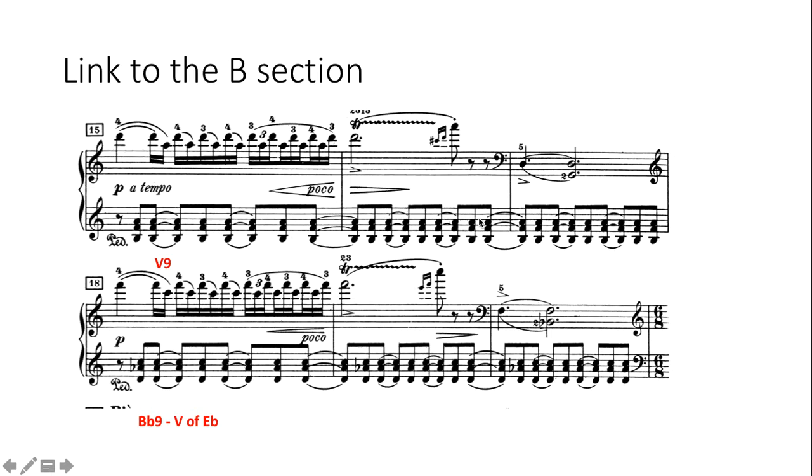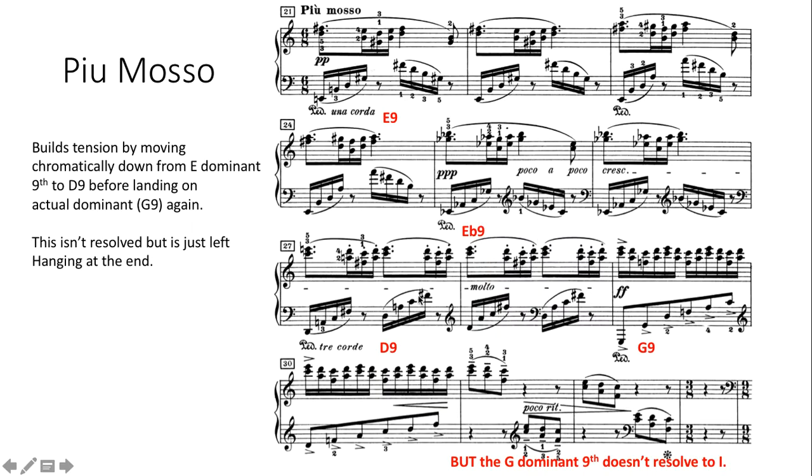Okay, all right, and then we have this più mosso section, the B section in the middle. It still builds the tension up to the first big climax in the piece at bar 29 to 30. The way it does this, it lands on an E dominant 7th chord, and then it moves chromatically down through E, then E flat, then D, before then landing on a G dominant chord again.